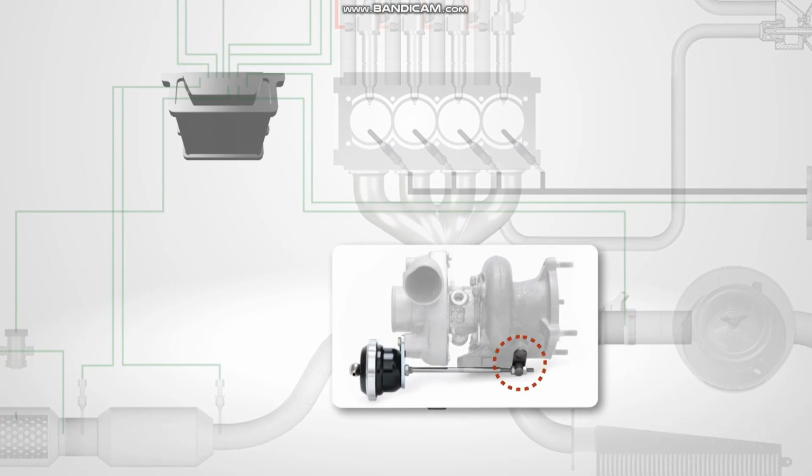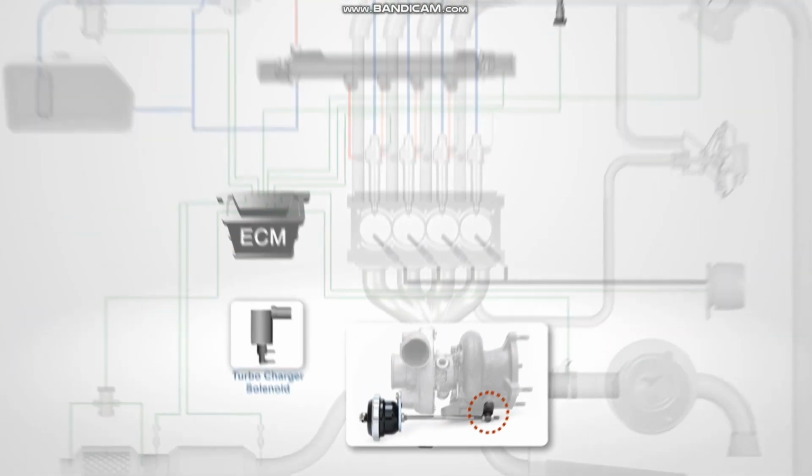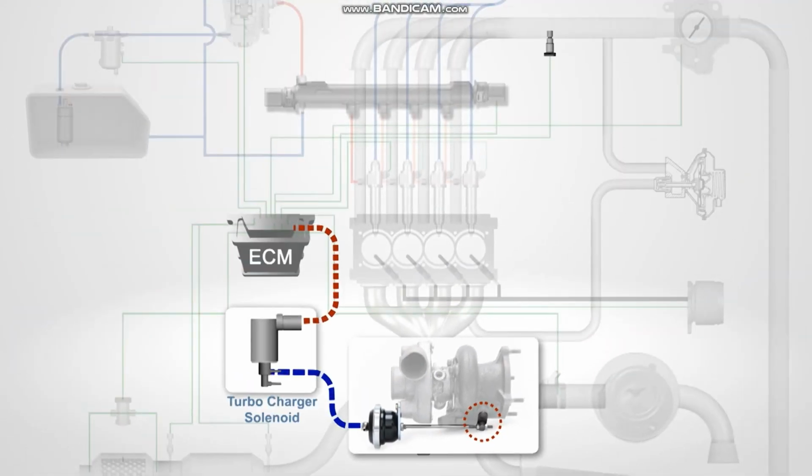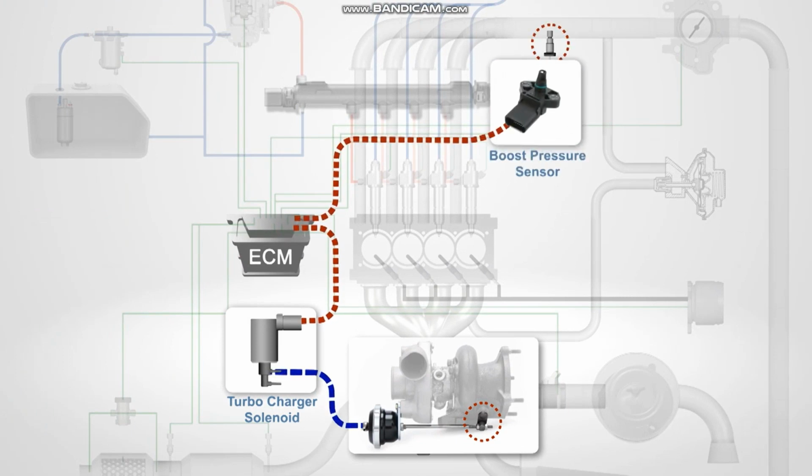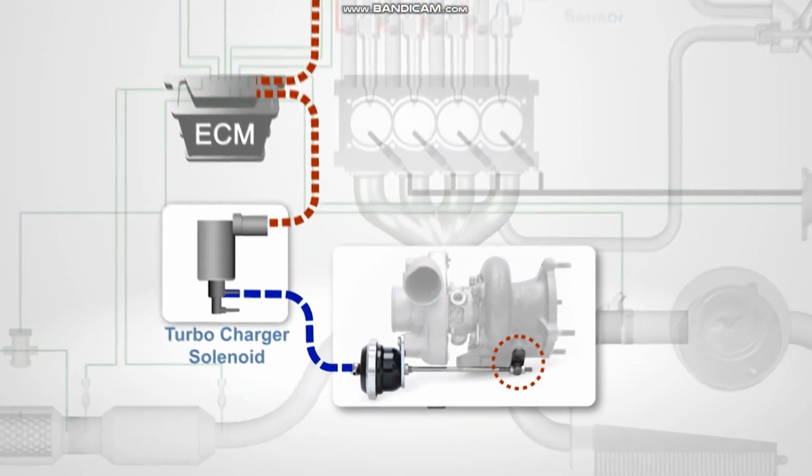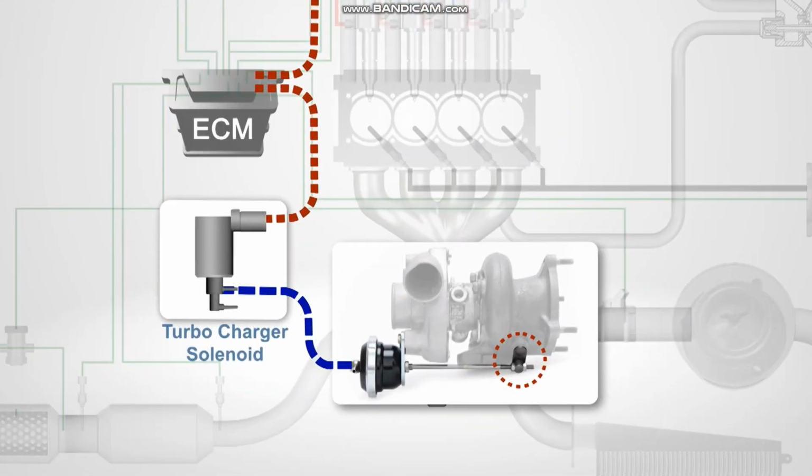The position of the turbocharger wastegate valve is generally controlled by the engine control module, or ECM. The ECM uses a turbocharger control solenoid and a boost pressure sensor to control the turbocharger wastegate. The ECM uses PWM on the control circuit to activate the solenoid valve.